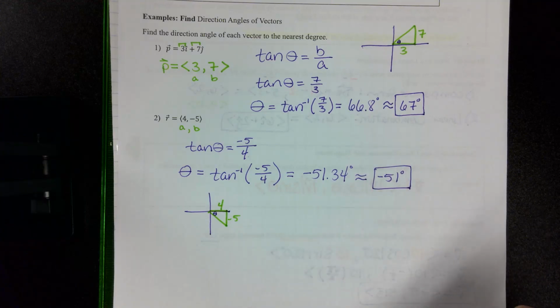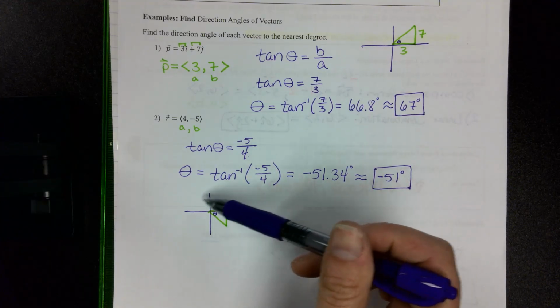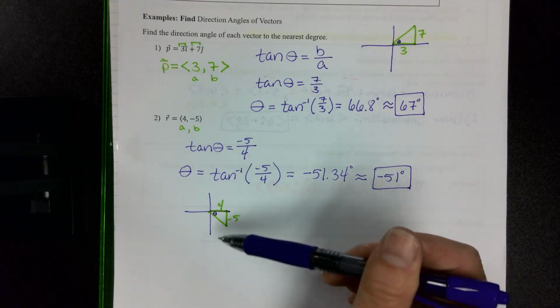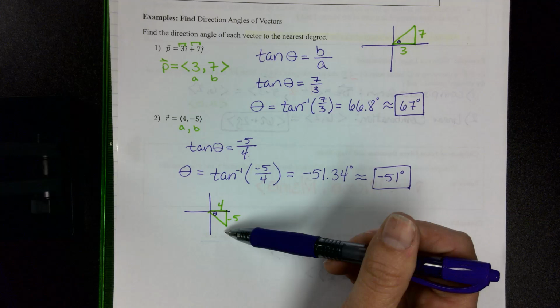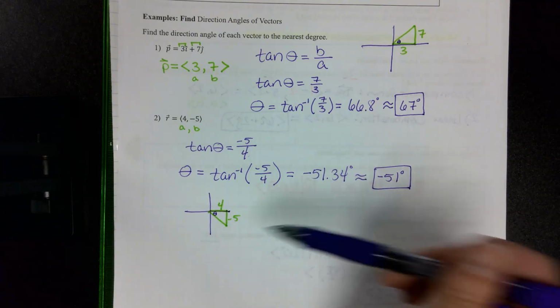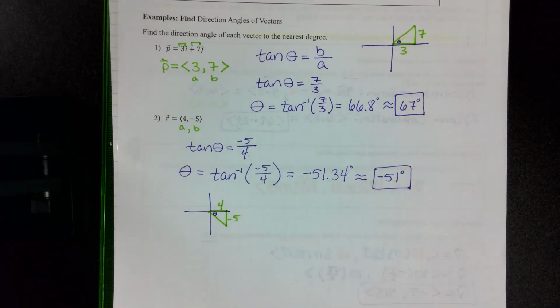Or we could think of it as being in quadrant 4, if we think of All Students Take Classes. Remember, that tells you what is positive in that quadrant. Well, tangent is negative in quadrant 4, so we have a negative tangent and it's a negative angle. All this stuff kind of comes together, and there you have it.